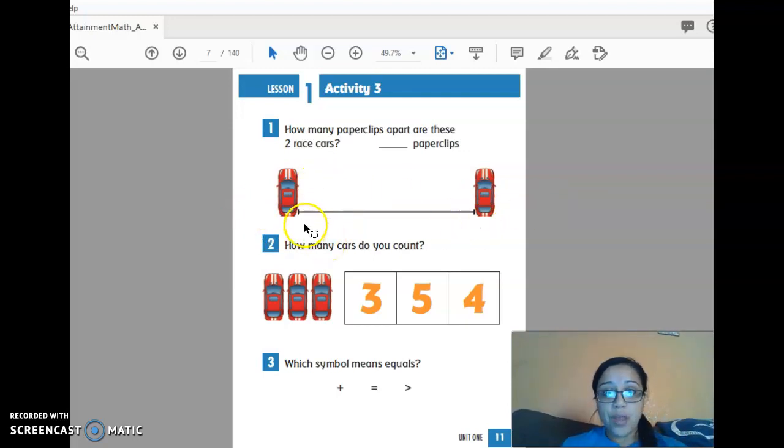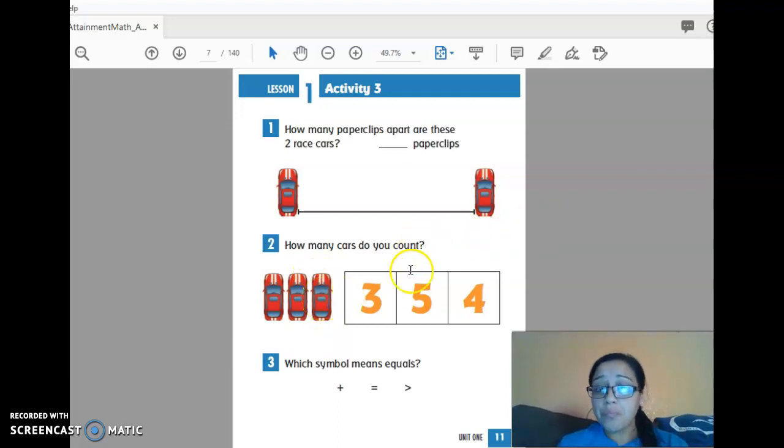Once you measure it, whatever you have, if it's a pencil or anything, you just measure and then put it on this line. Number 2 says, how many cars do you count? So let's count the cars. Get ready. 1, 2, 3.